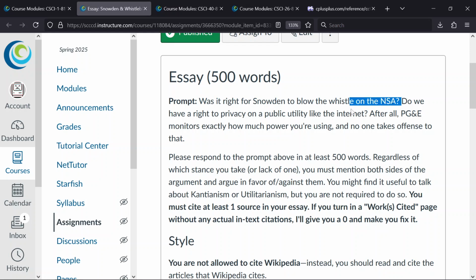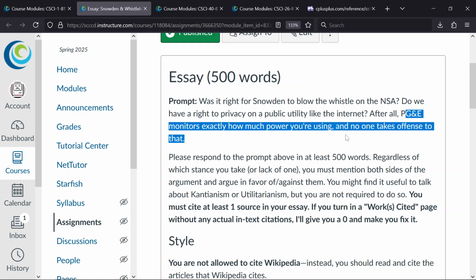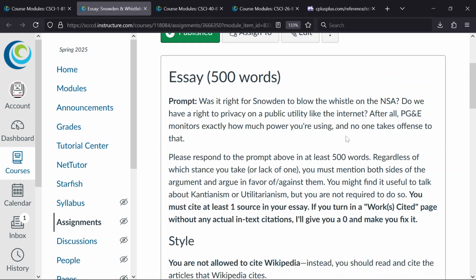Your next question is, do we even have a right to privacy on the internet? It's just a public place, a public utility. We pay PG&E and they can monitor our energy as much as they want. Nobody cares. What's the difference? Tell me. Okay? That's your prompt. Does the prompt make sense? That's the main thing I want you to talk about.